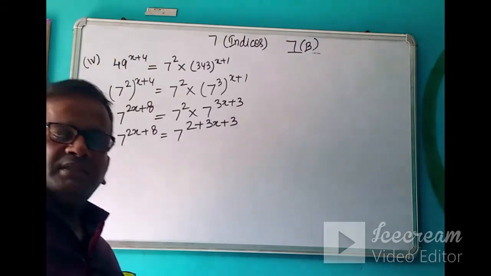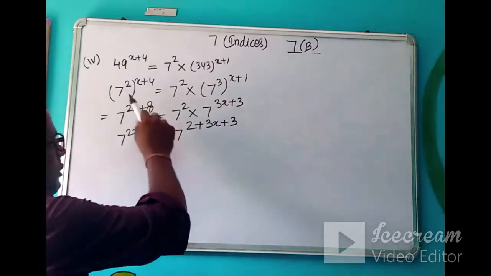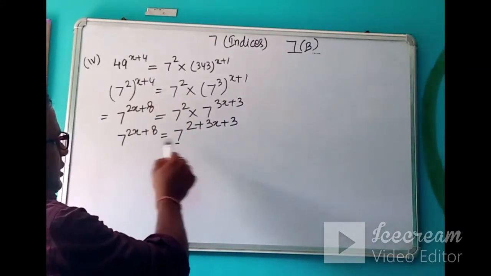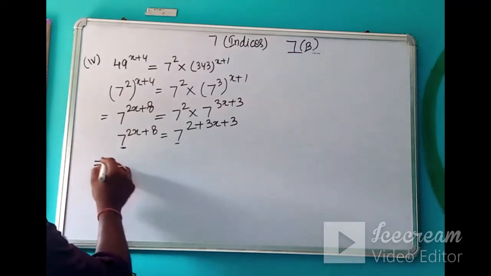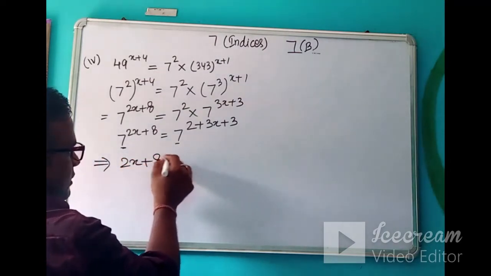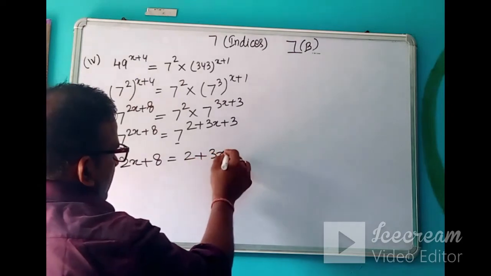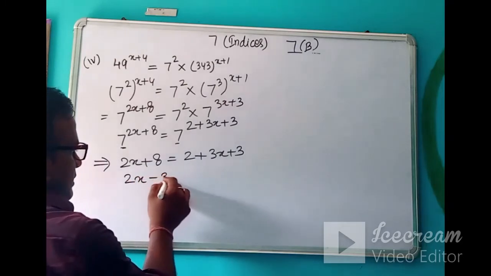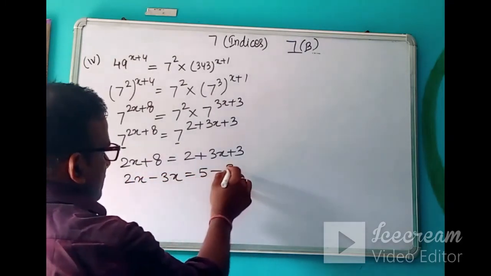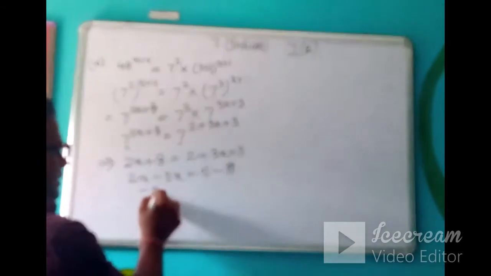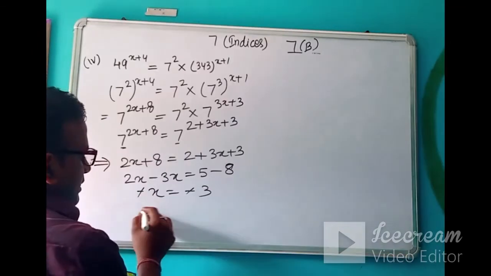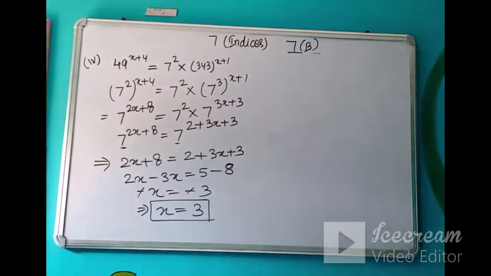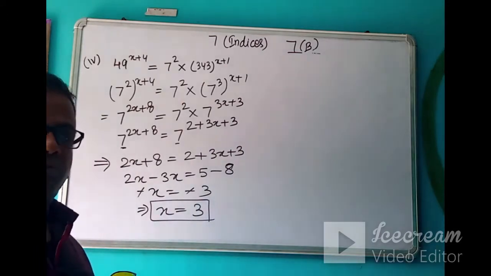So first we make the bases same, then we use the laws of exponents in this, and now see, both the bases are same. So we can write it as 2x plus 8 is equal to 2 plus 3x plus 3. So you will get 2x minus 3x equal to 5 minus 8. Minus x equals minus 3. This minus and minus cancel. So we get x equals 3. So this is the procedure to solve any exponential equation.